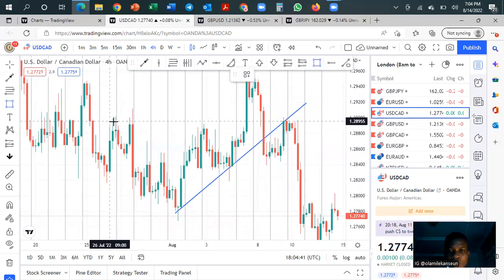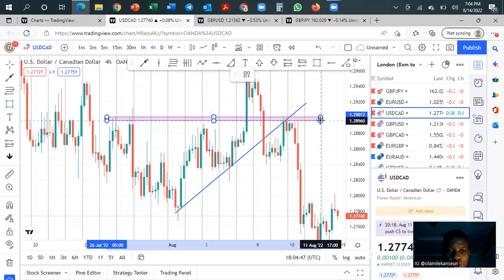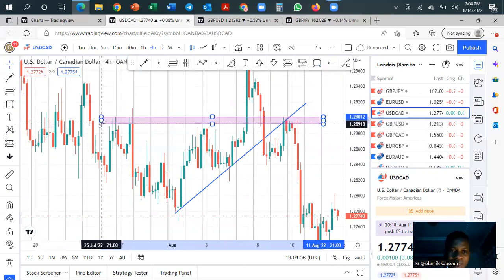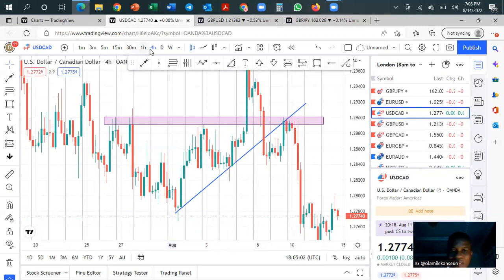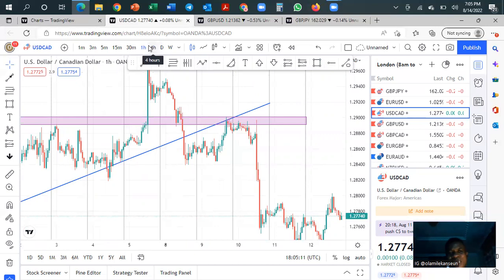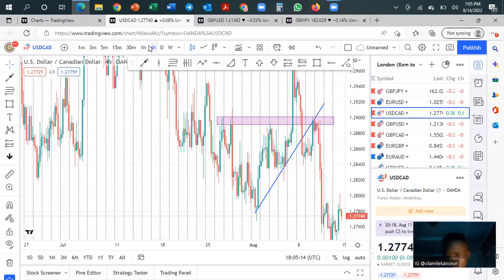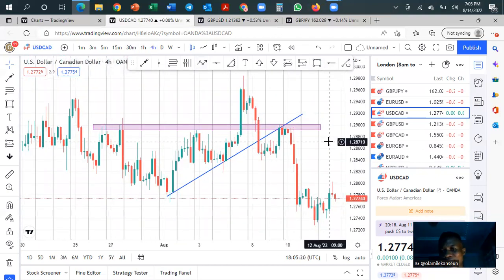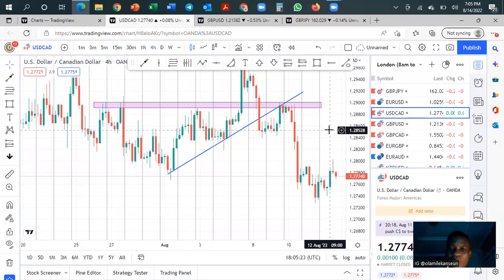So when I saw the confirmation, you can also see that the tweezer top happens to be on the previous resistance. So if you draw your line, right, you will see that even the candle happens to be on the previous resistance. If you go on a lower time frame, you see it clearly, right? It happens to be on the previous resistance. So that gave me a confluence, like an additional confirmation to do what? To enter the market.